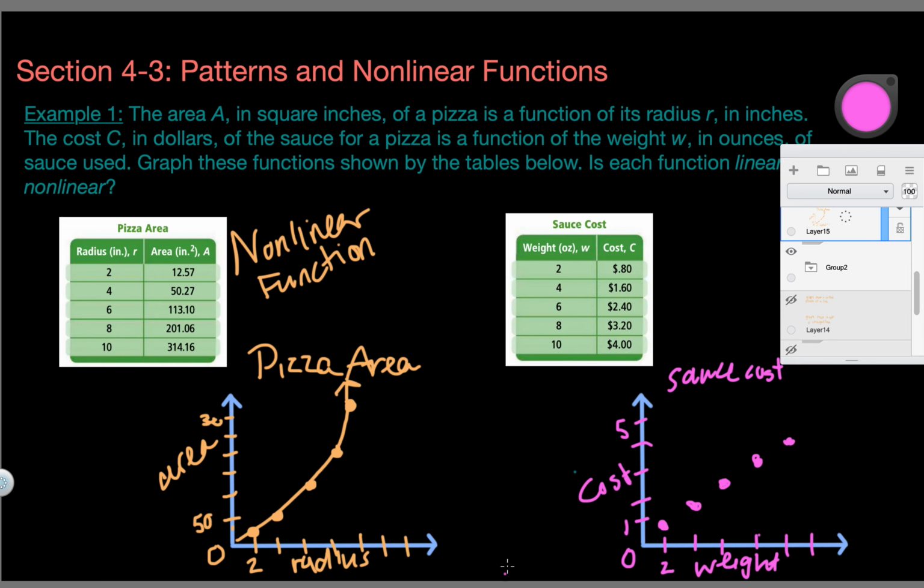So if I were to, now again, this is a rough estimate, but we can definitely tell. So if I were to connect these, now my line wiggled a little bit, but it does look like a straight line. It looks like it's a constant rate of change. So this is going to be a linear function. Linear function! Okay? So all we have to do to figure that out is to graph it and see what we're looking at.